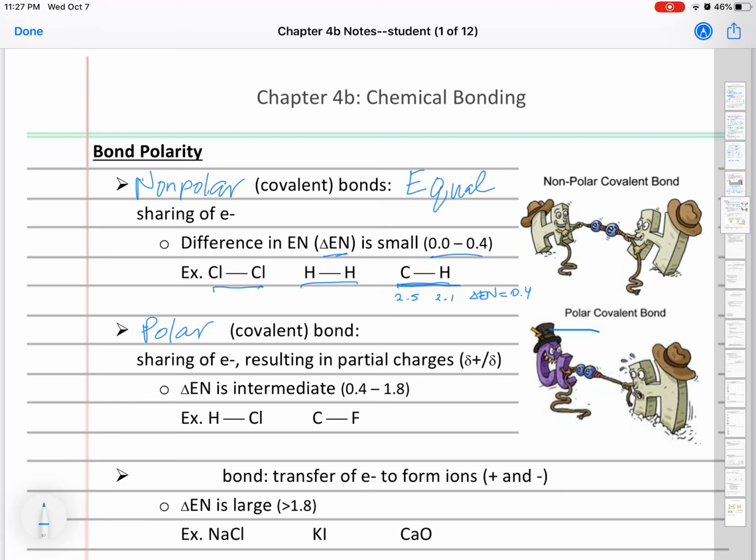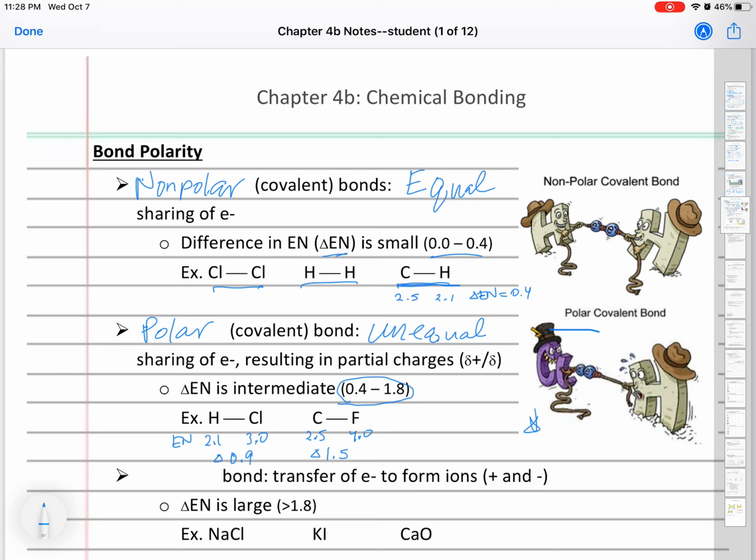A polar covalent bond is one where there is unequal sharing of electrons, where there's an intermediate difference between the electronegativities. The example we did before with chlorine had electronegativities of 2.1 and 3.0, so that's a difference of 0.9. Carbon and fluorine: carbon has an electronegativity of 2.5, and fluorine's is 4.0, so the difference between them is 1.5. Any difference somewhere between roughly 0.5 and 1.8, it's not always exact, but roughly, is going to result in a polar bond.